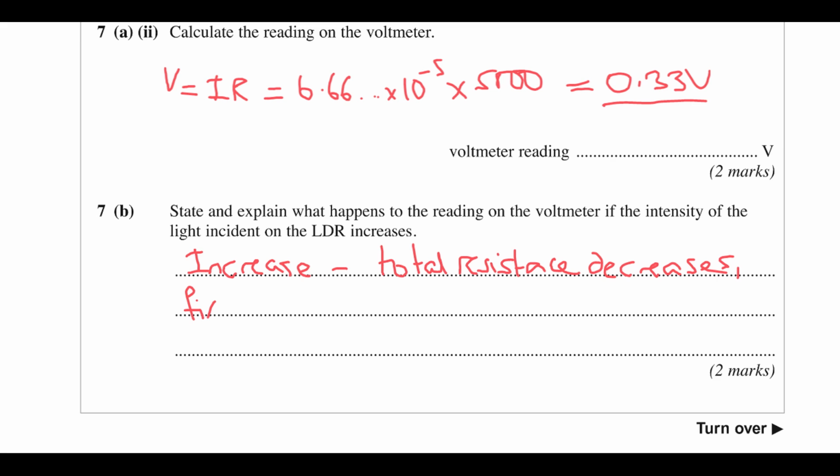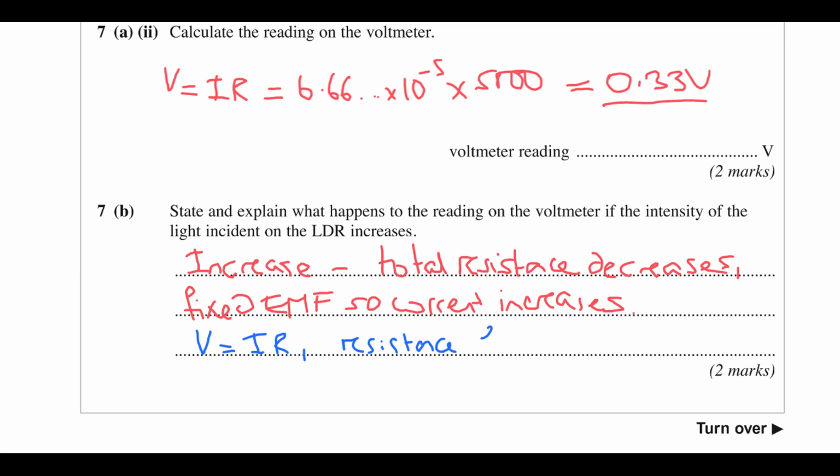We've got a fixed EMF. So current increases. For a fixed EMF, resistance and current are inversely proportional to each other. And then just using Ohm's law, the resistance is fixed because it's just a fixed resistor. Current increases. So V, or the voltmeter reading, increases. Okay, so that's what would happen there.